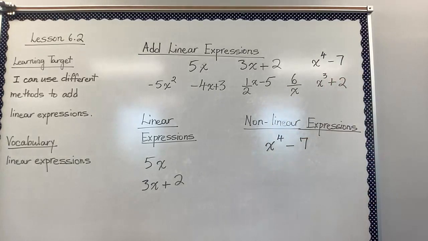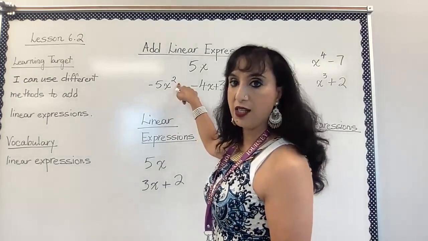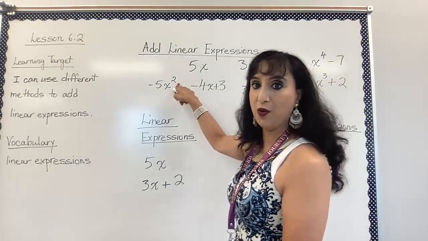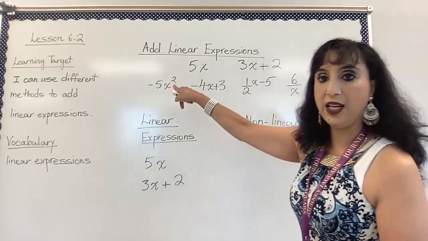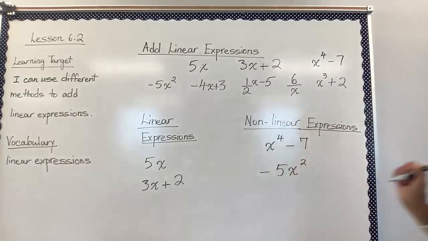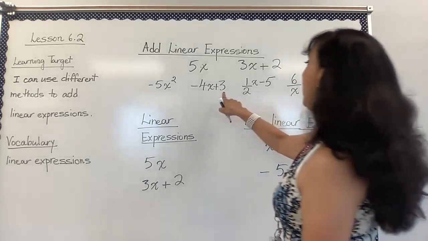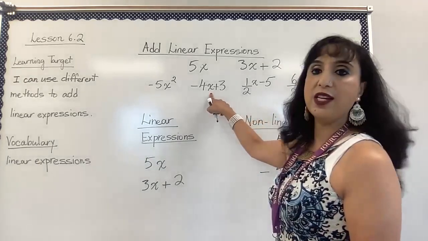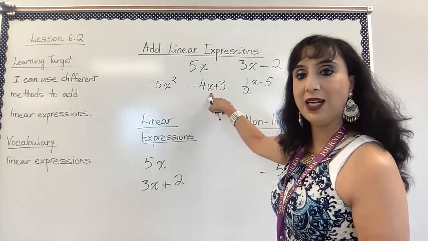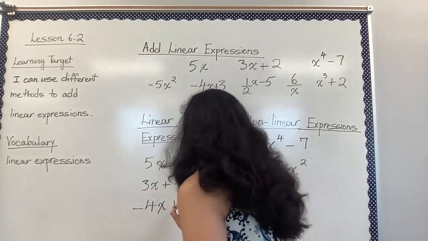Okay, let's look at negative 5x squared. Is the x squared raised to the first power? No, it is not the first power. It's the second power. That's why it's squared. So this is not a linear expression. We are going to write it over here, negative 5x squared. Okay, let's look at negative 4x plus 3. So yeah, here's a constant and x is raised to the first power. So this is definitely a linear expression. And I will write it as negative 4x plus 3.